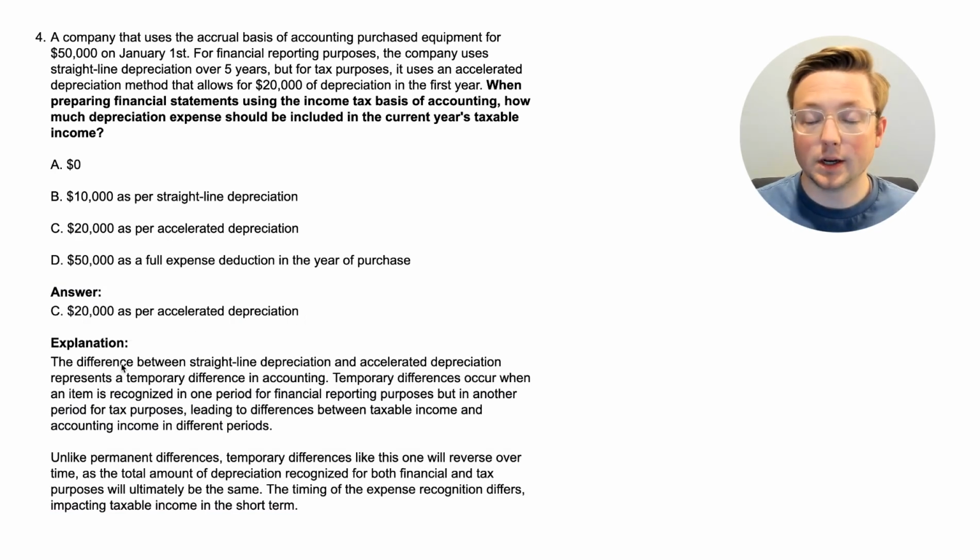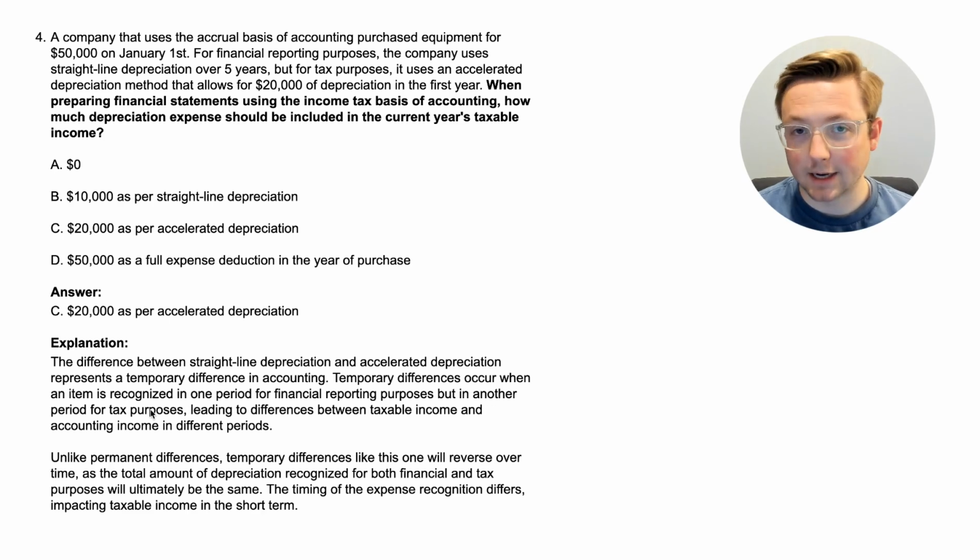So let's read through this. Again, we're talking a little bit about temporary differences, just so you know these are some things that might come up if you're preparing something on tax basis financial statements compared to maybe cash or accrual. The difference between straight line depreciation and accelerated depreciation represents a temporary difference in accounting. Temporary differences occur when an item is recognized in one period for financial reporting purposes, but in another period for tax purposes, leading to differences between taxable income and accounting income in different periods.